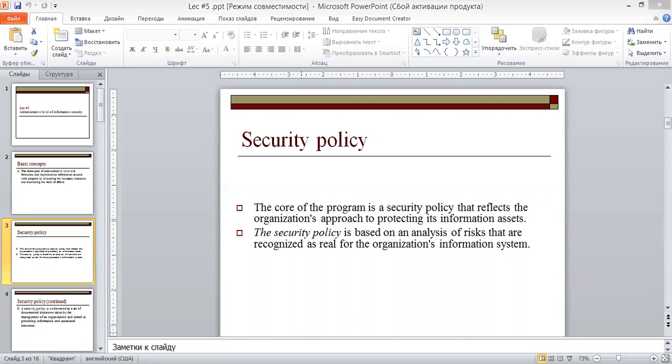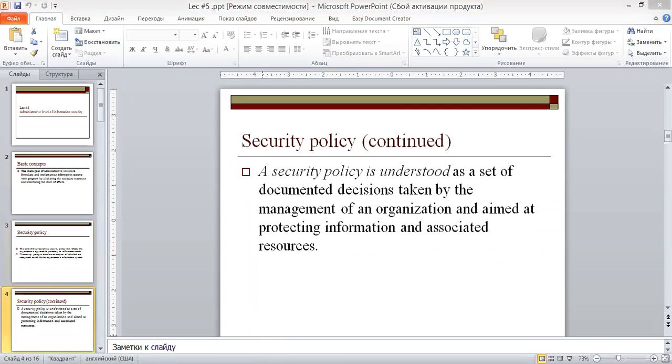For this program, resources are allocated, responsible persons are appointed, the order of control of program execution is determined, and so on. And also, a security policy is understood as a set of documented decisions taken by the management of an organization and aimed at protecting information and the associated resources.